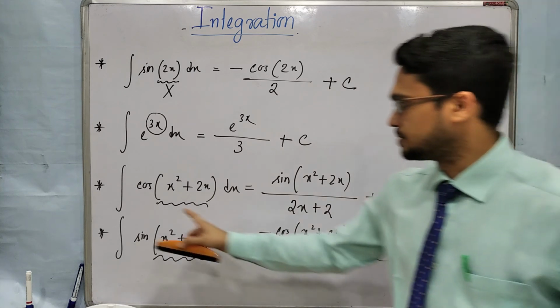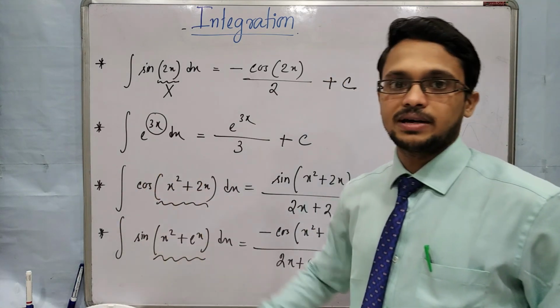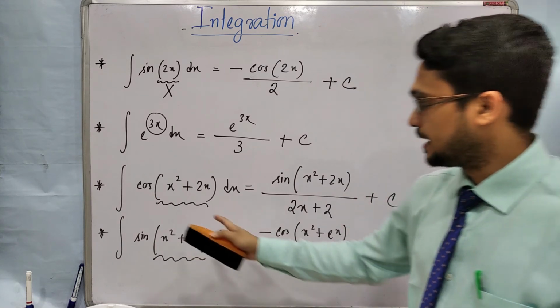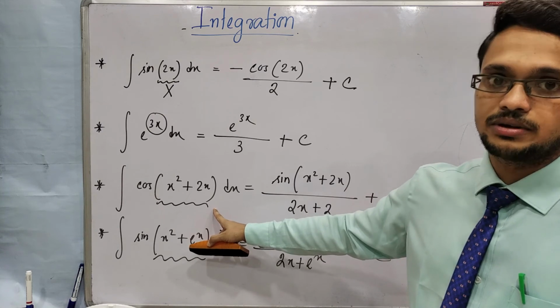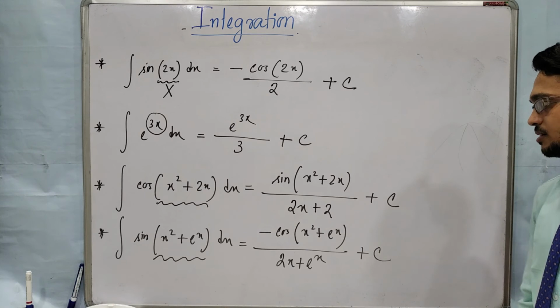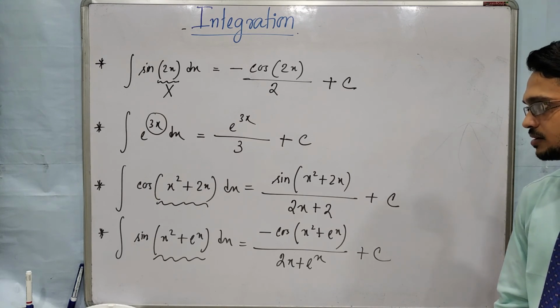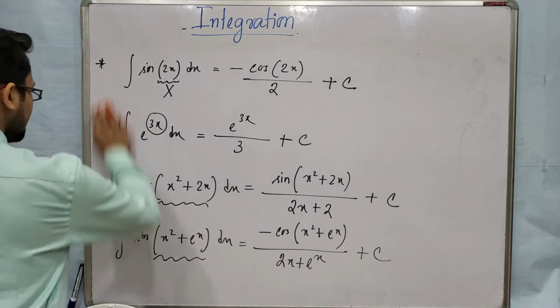If you are asked to differentiate this term, then first we will differentiate cos. It will be a minus sign. Then, into, we will differentiate this bracketed part. There we did multiplication. Here we are doing division. Only this is the difference. Okay. Understand? I am erasing.